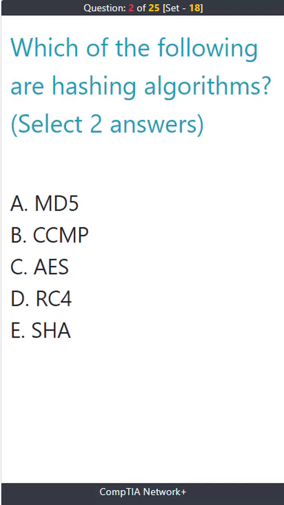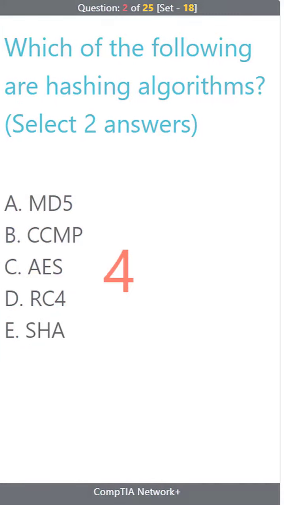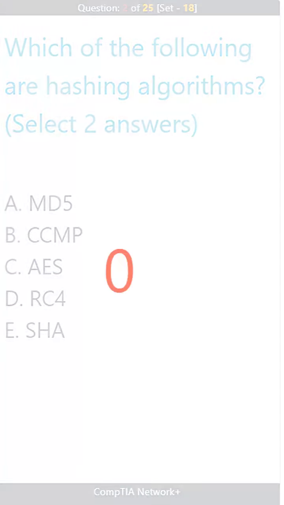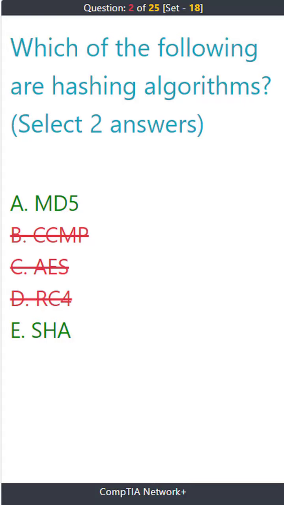Question 2. Which of the following are hashing algorithms? Select two answers. A. MD5. B. CCMP. C. AES. D. RC4. E. SHA. The correct answers are A. MD5. E. SHA.